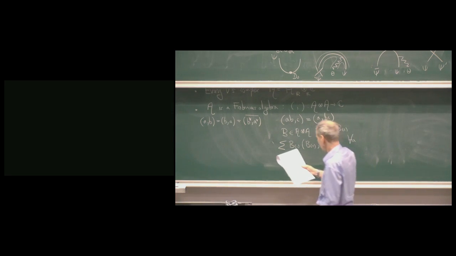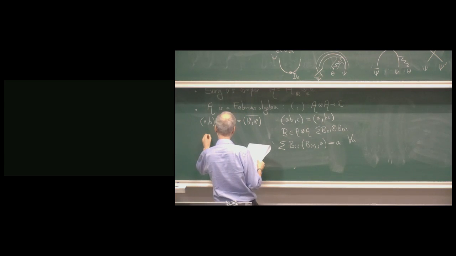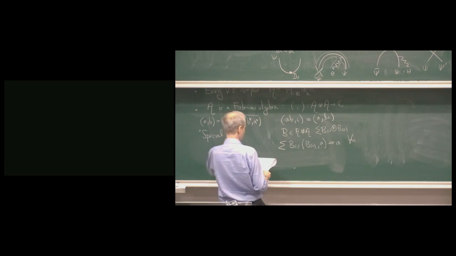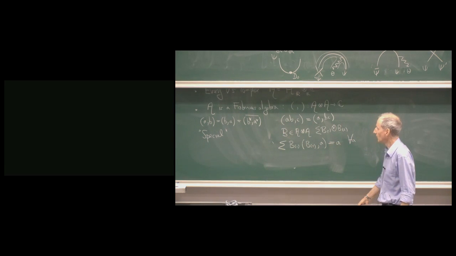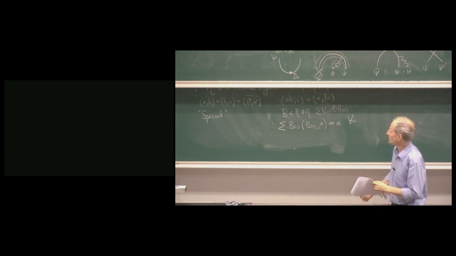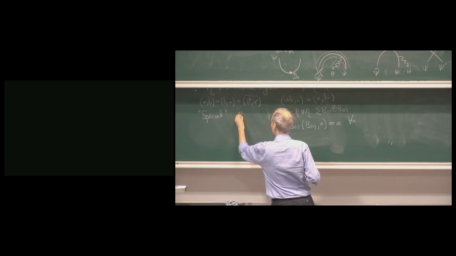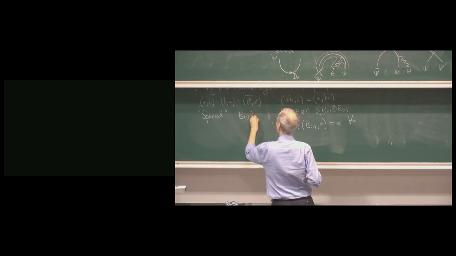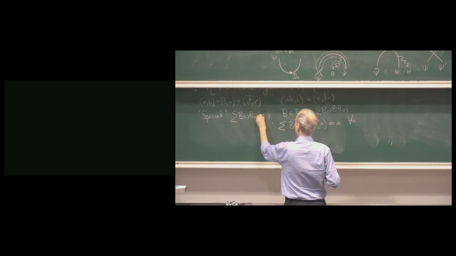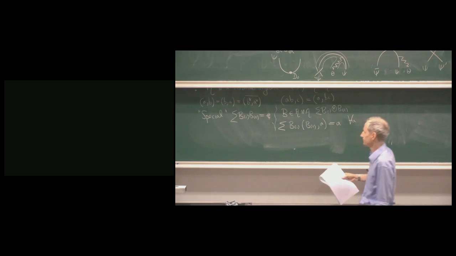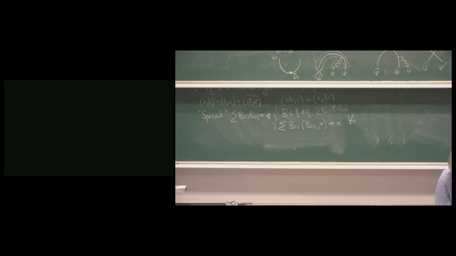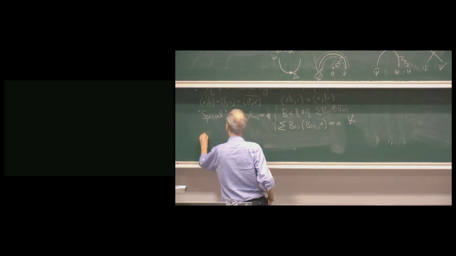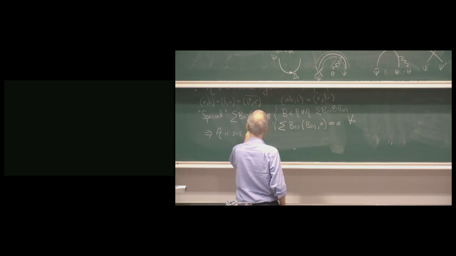And there's another condition which plays an important role, which is what's known as special. And I guess still people can't see. Special is that if I multiply B1 with B2 and sum, then I just get the identity element in the algebra. All this is pretty restrictive, and it implies that A is semi-simple, so it's just the direct sum of matrix algebras.